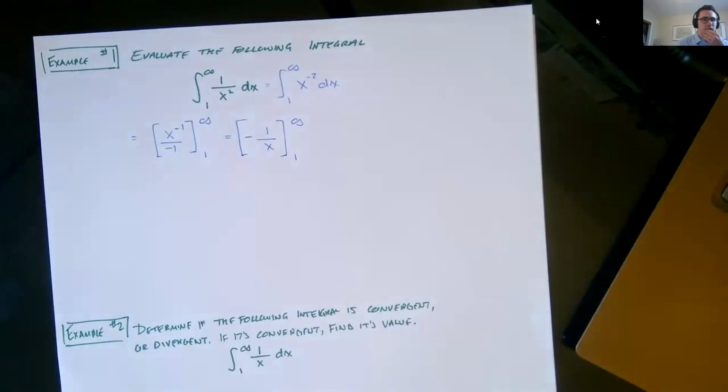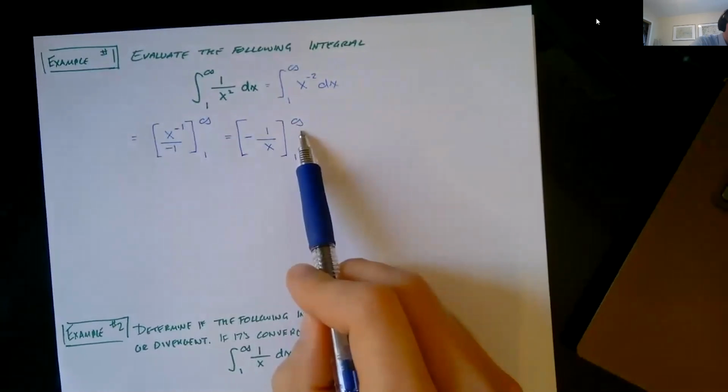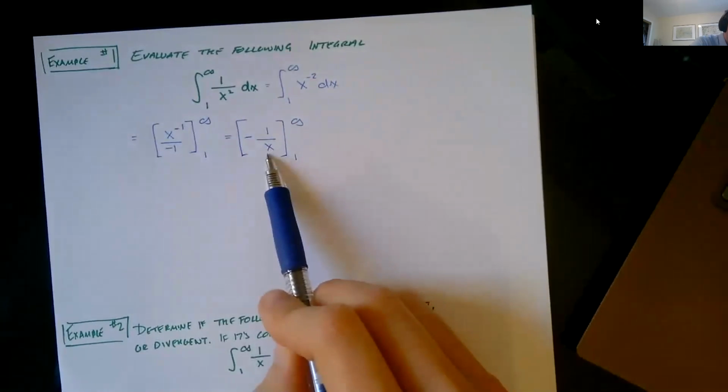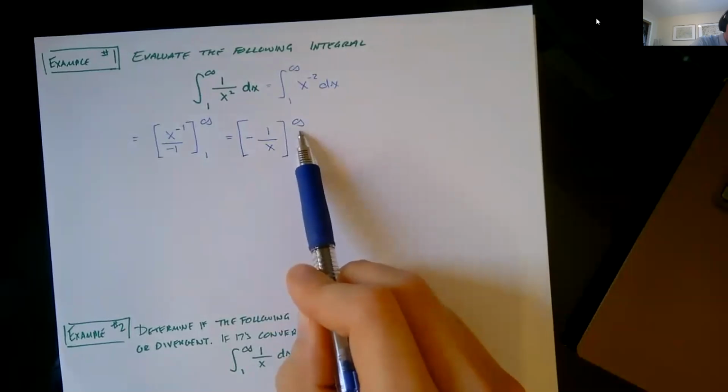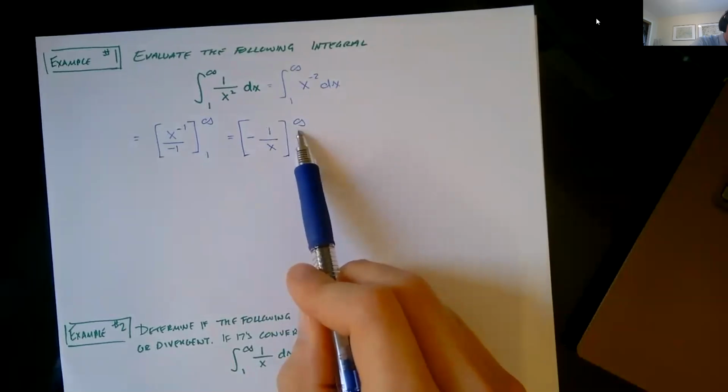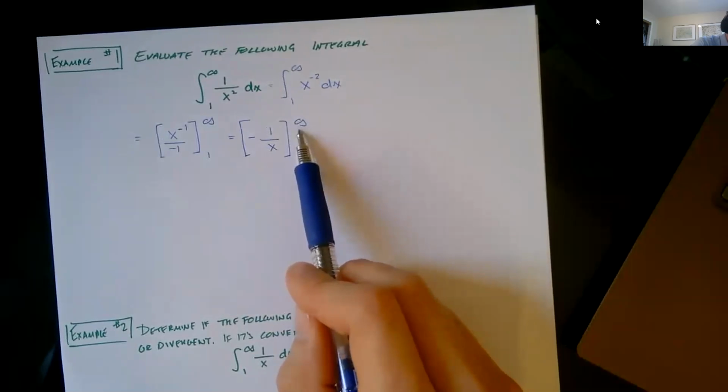All right, same process so far. Let's figure out how we might handle this infinity. So I know I could plug 1 in, and that would be the part that I subtract later. What happens when I plug this infinity in? Well, I can't really plug in infinity, but I can take a limit as some value goes to infinity.